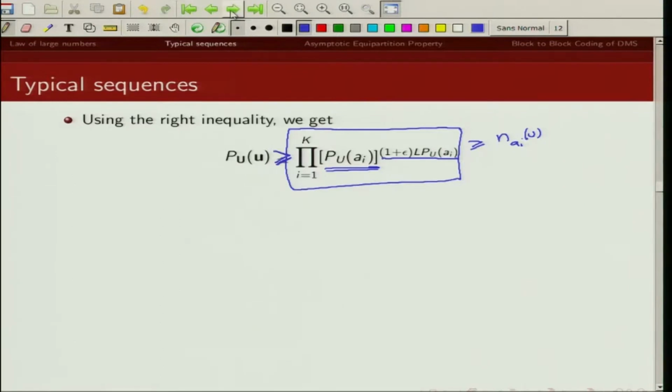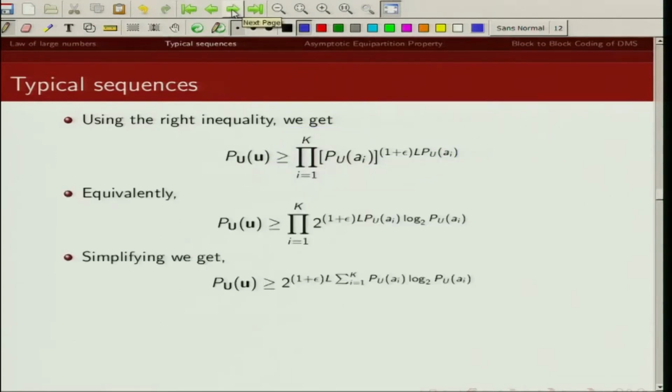Okay. Next, I will do some simplification. I can write the same thing in this particular fashion, that 2 raised to power (1 plus epsilon) L, probability of a_i, log of probability of a_i. So the same thing I can write in this particular form. Okay, this is not very difficult to show. You can just take this equal to x, take a log of it, and then you can write it. So this same quantity can be written in this particular form.